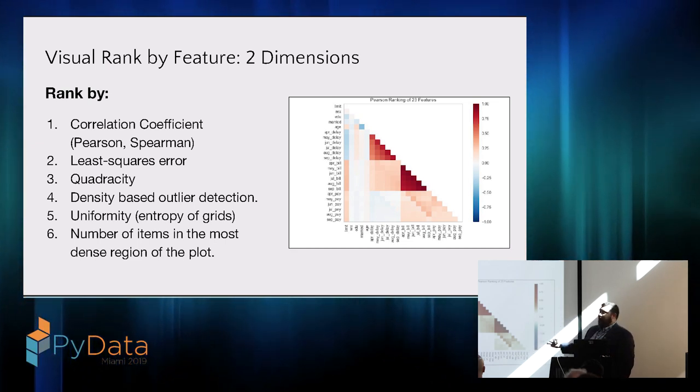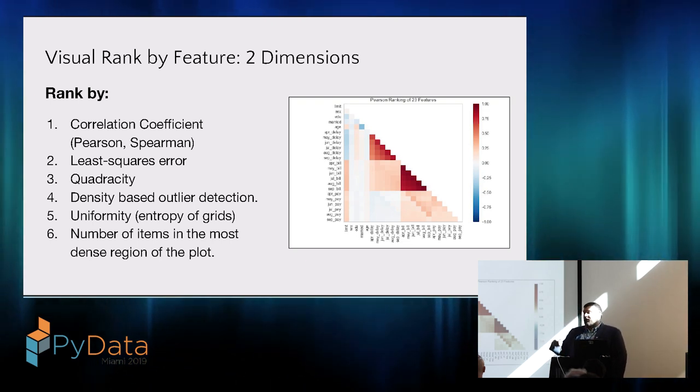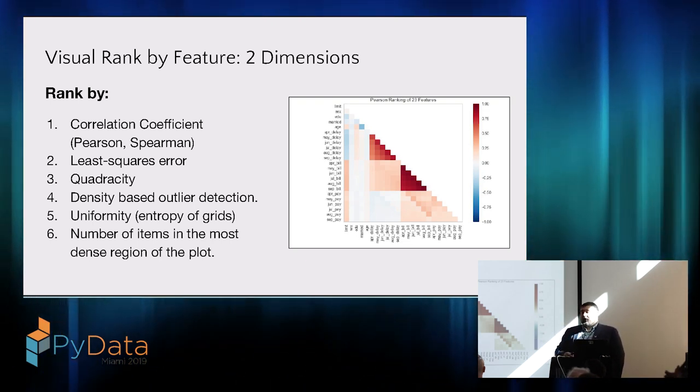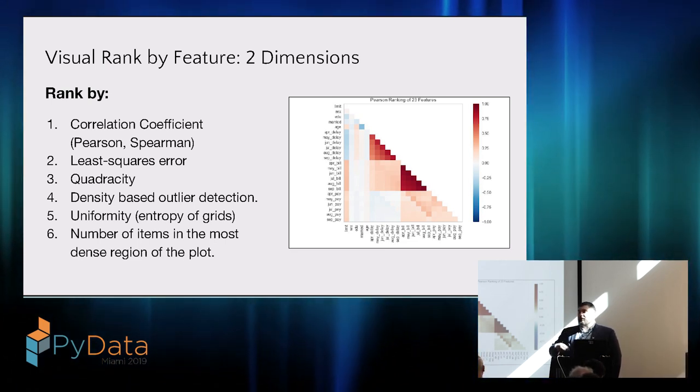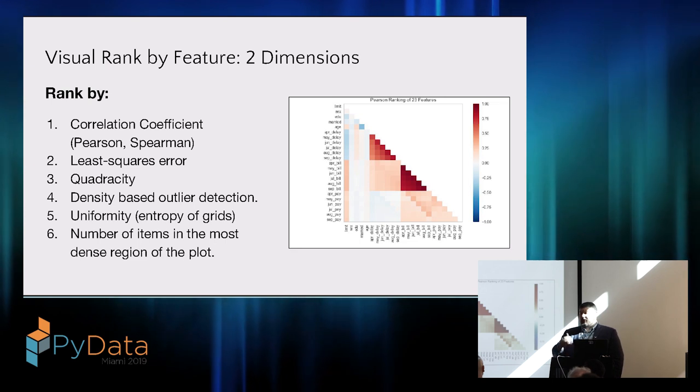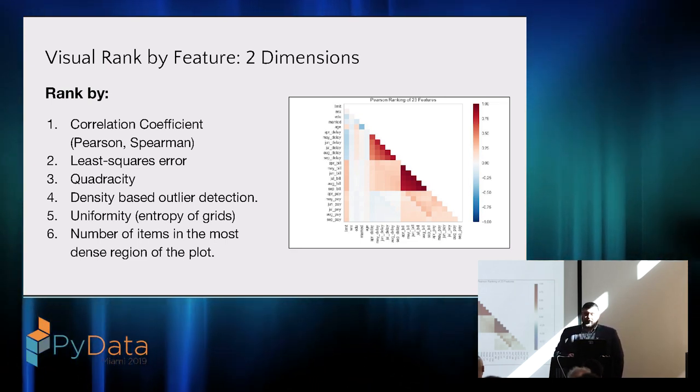So instead of a bar plot, you have this heat map, where you can compare the correlation coefficient or the covariance, or the least squares error on a simple regression, the mean squared error. Maybe there's nonlinear correlation, so we could look at quadraticity or some other things.